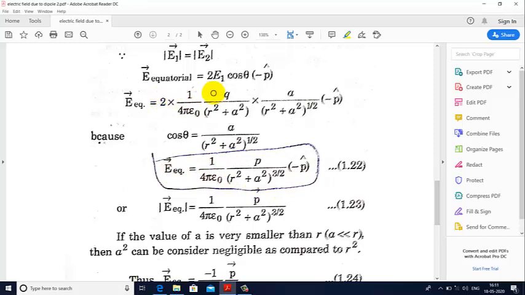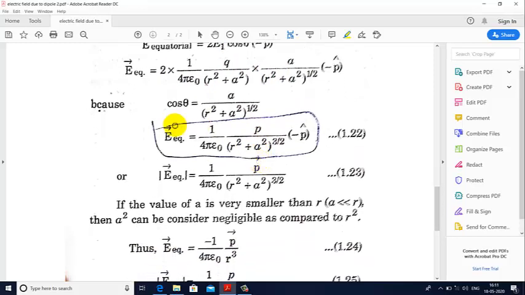Here this 2q and a, which is 2aq, is the dipole moment of an electric dipole, which is denoted by P. So in place of 2aq, we write here P. So we get this formula for the electric field at a point on the equatorial line of the electric dipole. This is the final formula.